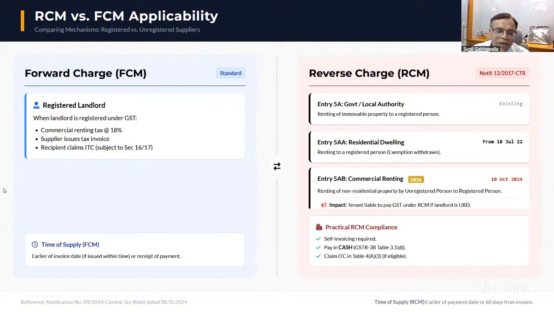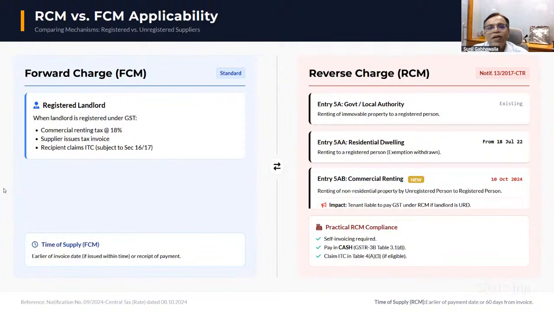Now, why is this important, the difference between forward and reverse charge mechanism? It's primarily from two perspectives. The time of supply. If it's a forward charge mechanism, then the time of supply, we are aware, is the earlier of the invoice date or the receipt of payment advance. But as far as reverse charge mechanism is concerned, we are aware that there is a self-invoicing requirement, and there are rules which prescribe the timelines within which the self-invoice has to be generated. And the time of supply will be the date of the self-invoice or the date of payment, whichever is earlier. So in that sense, the basic disconnect will be between the invoice versus the self-invoice.